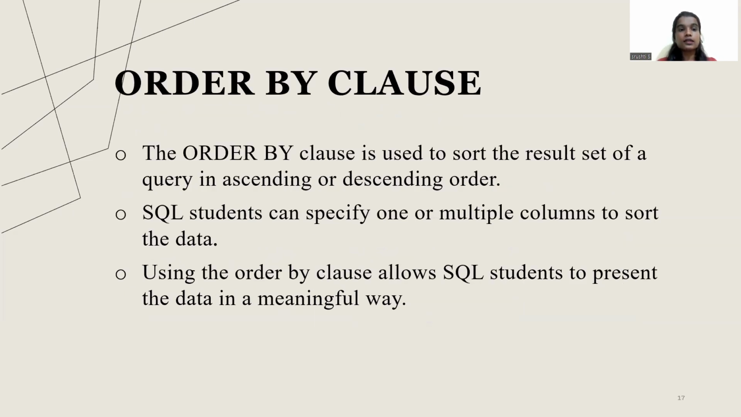Order by clause. The order by clause is used to sort the result set of a query in ascending or descending order. SQL statements can specify one or multiple columns to sort the data. Using the order by clause allows us to present the data in a meaningful way.